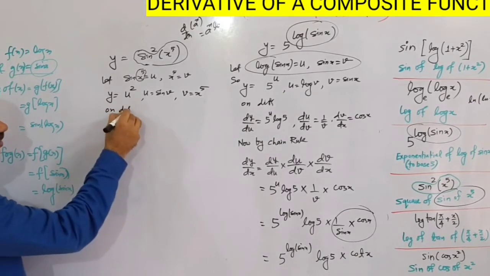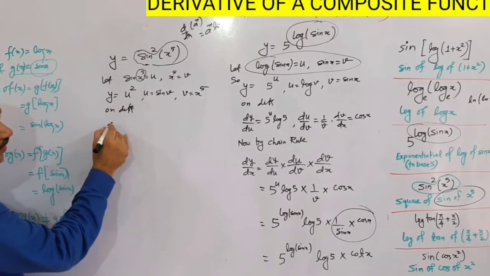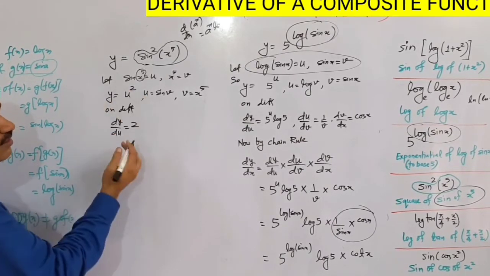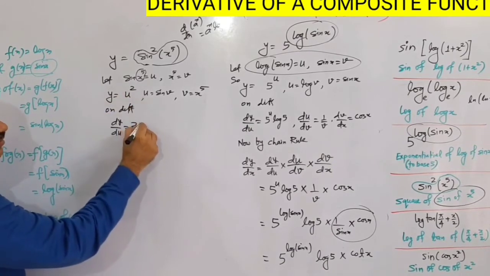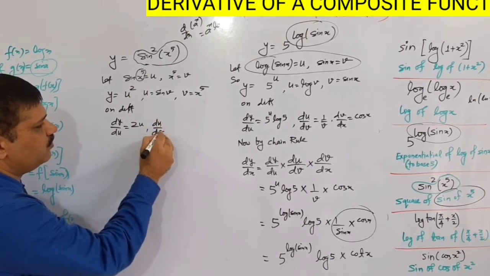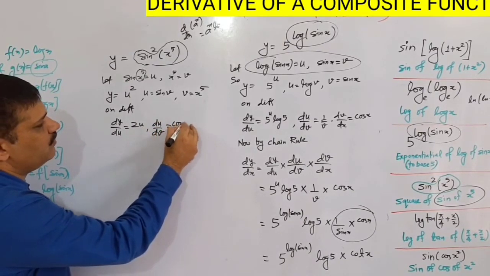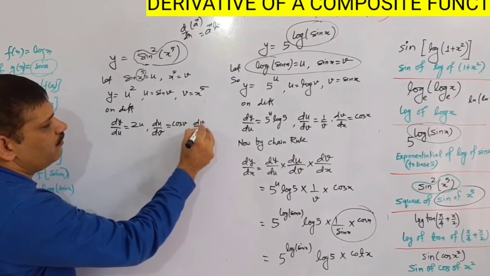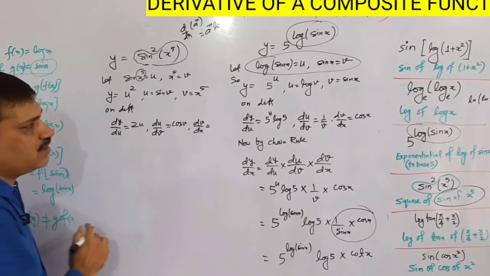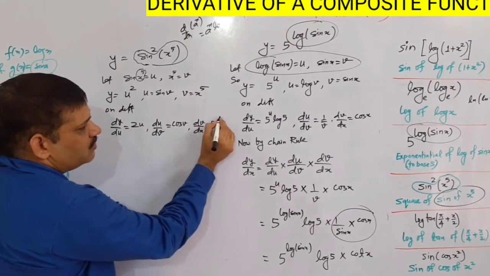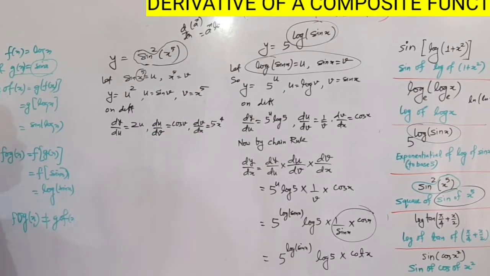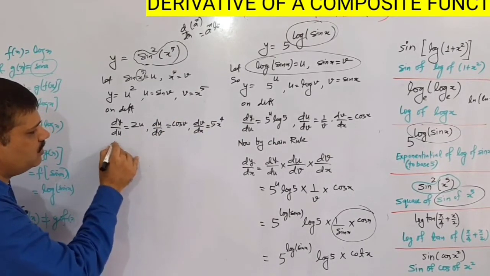So on differentiating, derivative of y with respect to u, x raised to n, the power rule, x raised to n minus 1, that is 2u. Now derivative of u with respect to v, sin v, the derivative of sin v is cos v, and the derivative of v with respect to x, the power rule, variable raised to constant, that will give us 5x raised to 5 minus 1, that is 4, x raised to n minus 1.